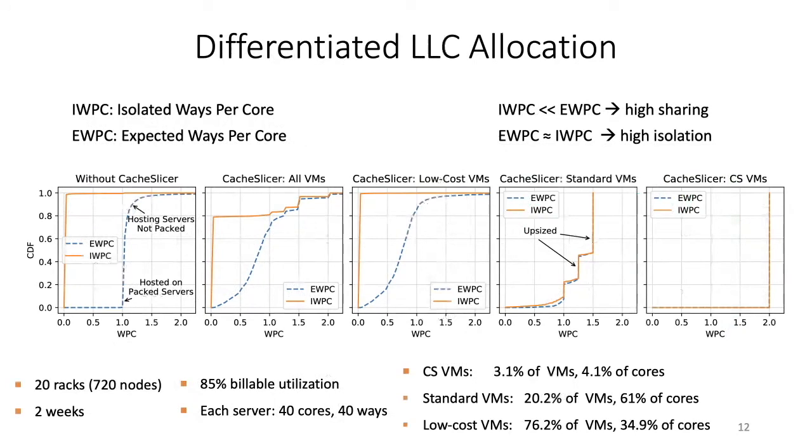This is for 720 nodes for a period of 2 weeks, where we have a billable utilization of 85%. Each server has 40 cores and 40 last level cache ways.